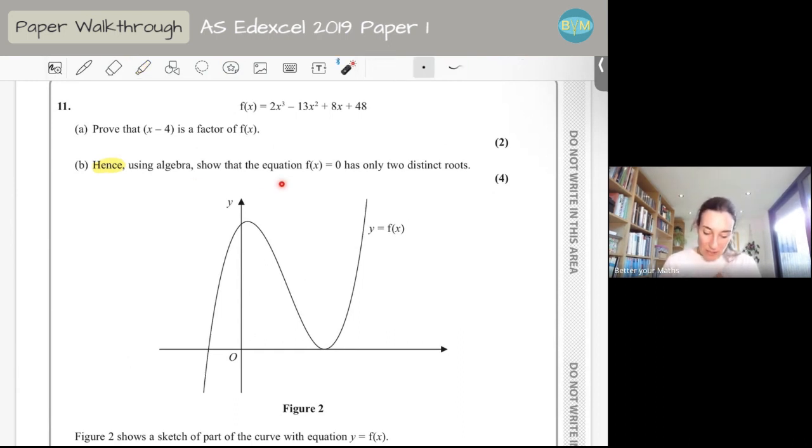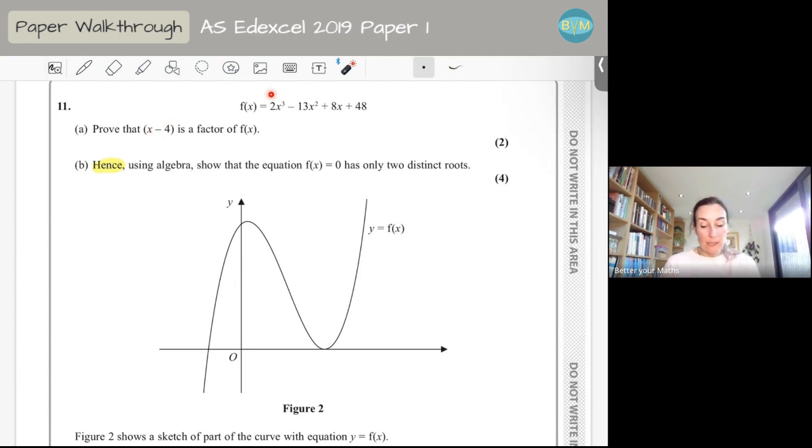Using algebra, show that the equation f(x) equals 0 has only 2 distinct roots. This is the graph of the function anyway, so these are going to be the roots. How are we going to find that? We have a cubic. Remember, we don't know how to factorize a cubic unless we very easily find a factor. And we have a factor.